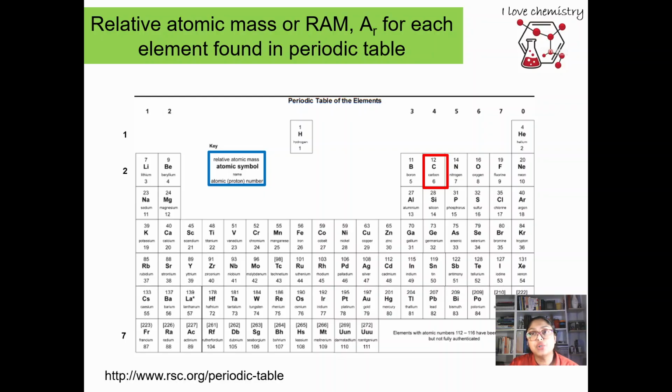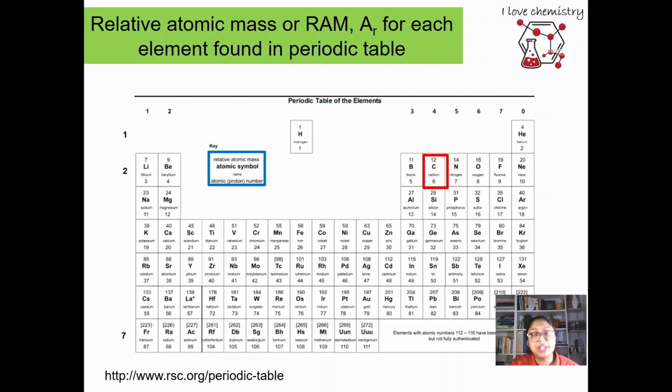So if you got your periodic table, find out carbon in there, symbol is C. Here I've shown it in a red box. Just above carbon or C, there is this number 12. This means that relative atomic mass of carbon is 12. You can see that in the blue box square.